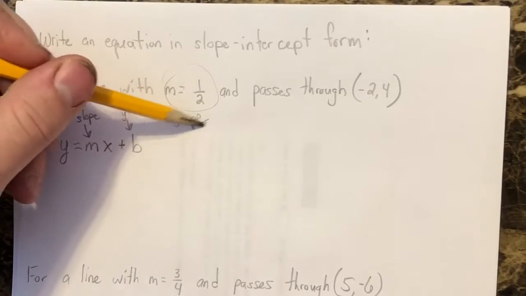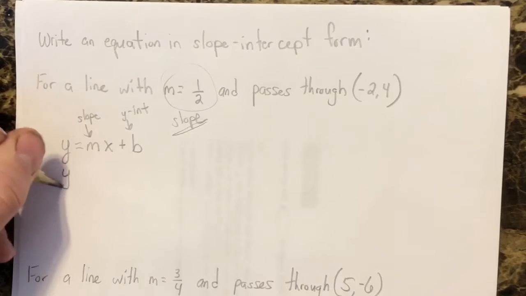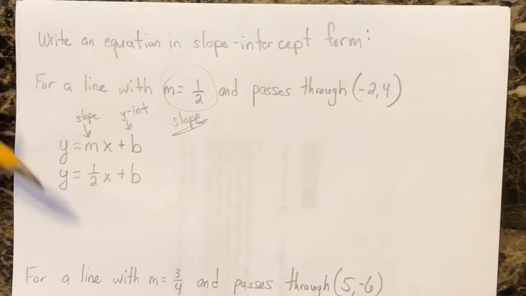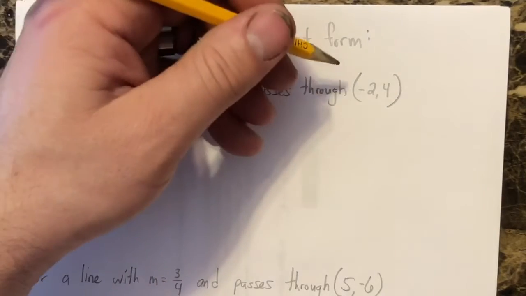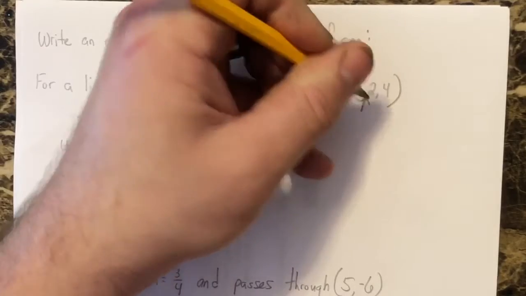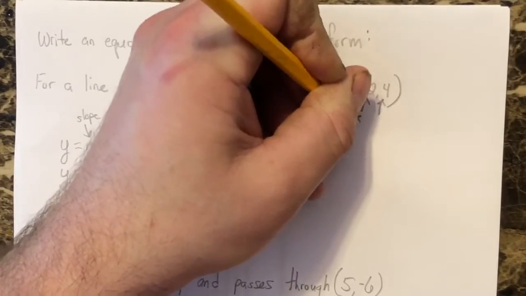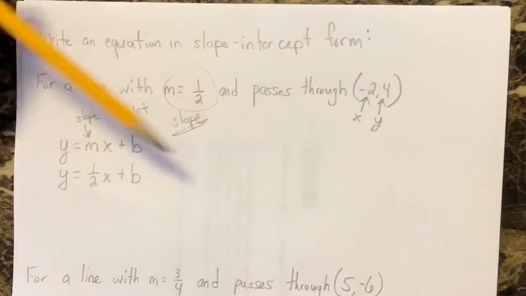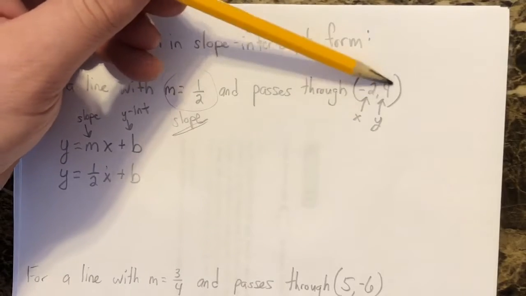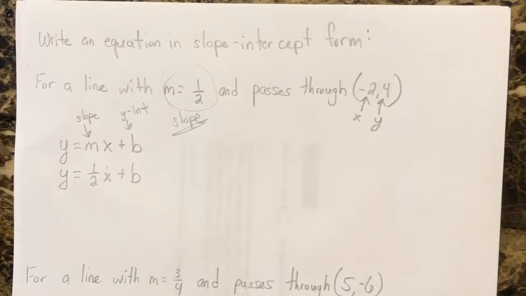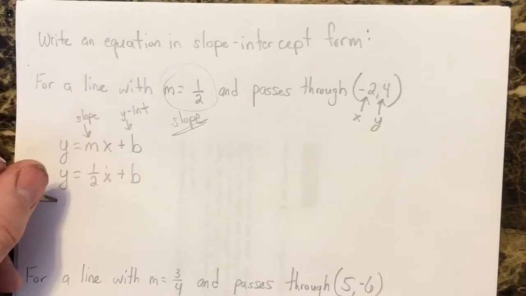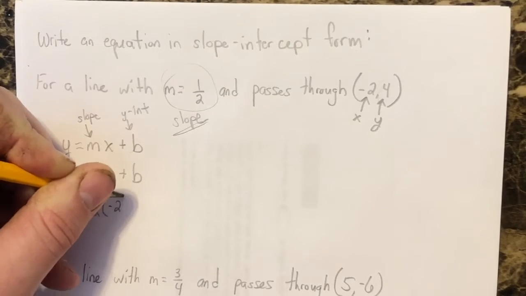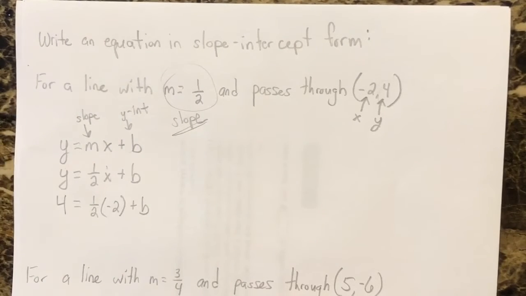Since we already know the slope, because it was given to us here, we can already put that into the equation. So we actually have half x plus b. The other piece of information that we're given is over here in the point. All ordered pairs are an x and then a y value. So we're going to use this -2 in our equation as the x value, and the 4 as the y value. When you plug them in, you have 4 equal to half times -2 plus b, like so.